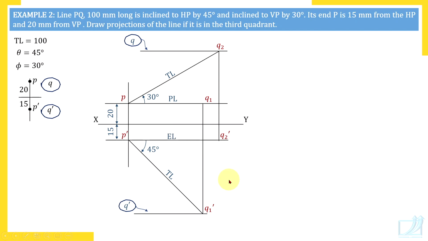Now, be sure that there are horizontal and vertical lines through all labeled points. So yes, through P there are horizontal and vertical lines, through Q2 there are, through Q1 there are, through Q2 dash there are. So what is the procedure? Remember, when there are horizontal and vertical lines through all labeled points, now you should use a compass to rotate EL or PL. Okay, so let's rotate PL.